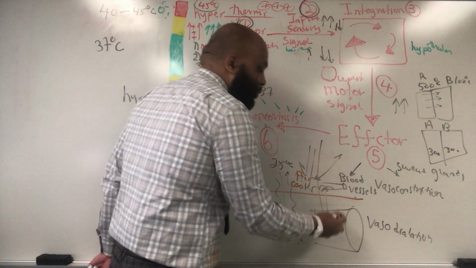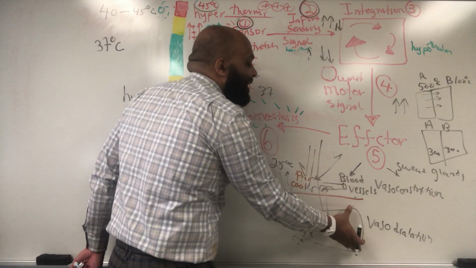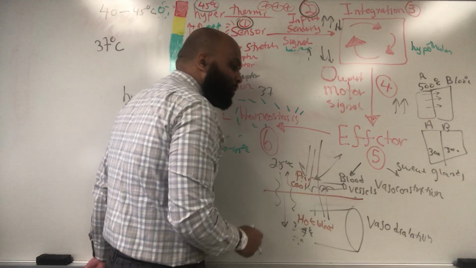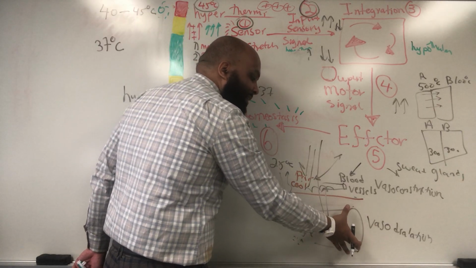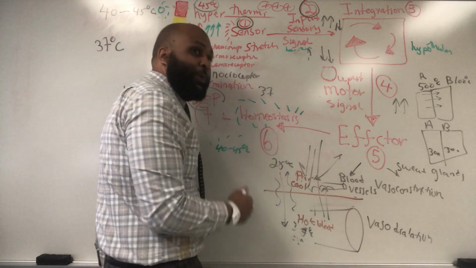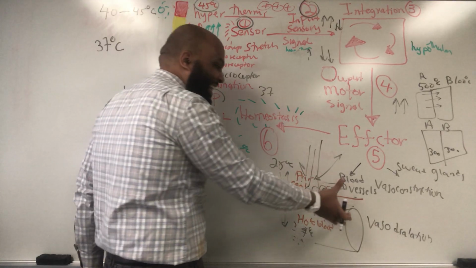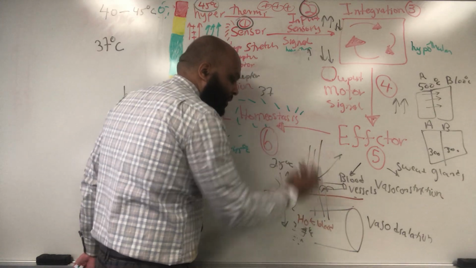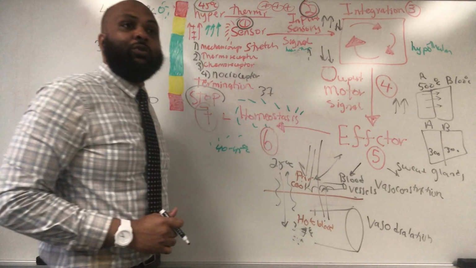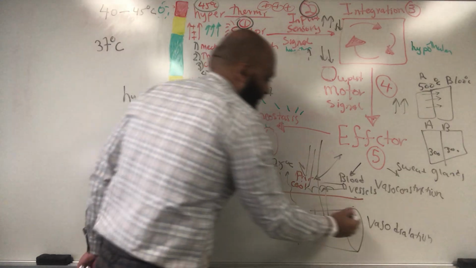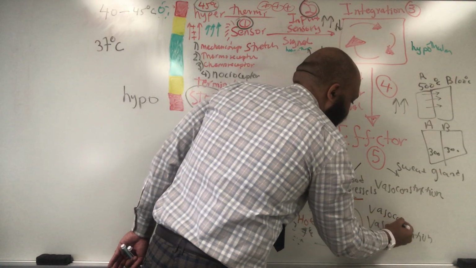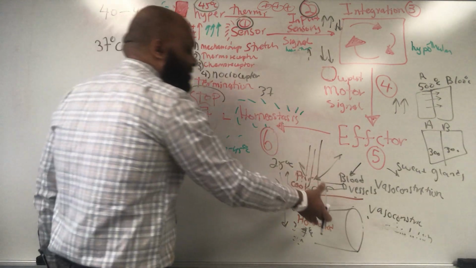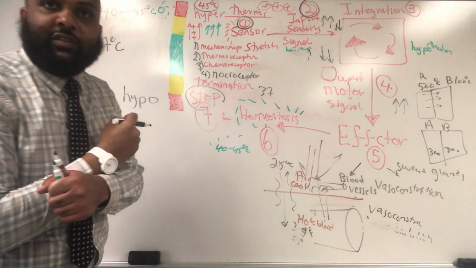When we were too hot, blood vessels vasodilated to allow heat to leave the body. When we're too cold, do you think they're going to vasodilate to allow the heat to leave the body so we can get even more cold? Or do you think they're going to vasoconstrict so that they can prevent the loss of heat? They're going to vasoconstrict. When they vasoconstrict, they preserve the heat.